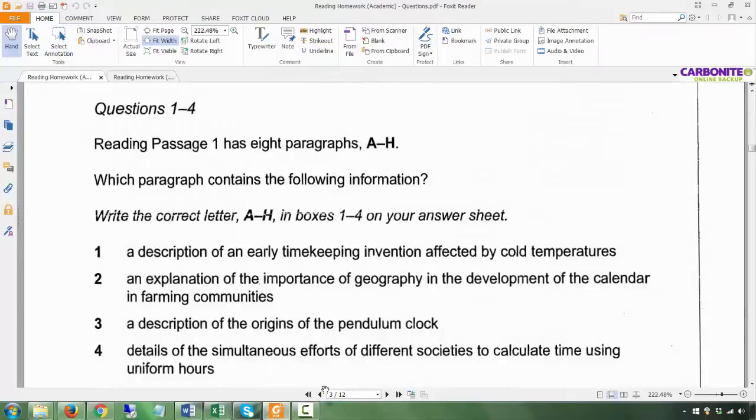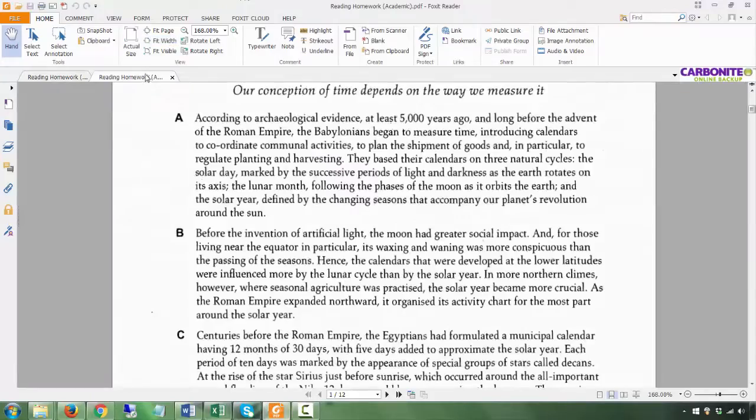Next, a description of the origins of the pendulum clock. So keywords: origins. What does origins mean? The beginning, when it started. And of course the pendulum clock is a pendulum clock. If you're not sure what that means, just go and Google it and look at the image, and you'll see a pendulum clock. So number 3, it's going to be in paragraph F, right?